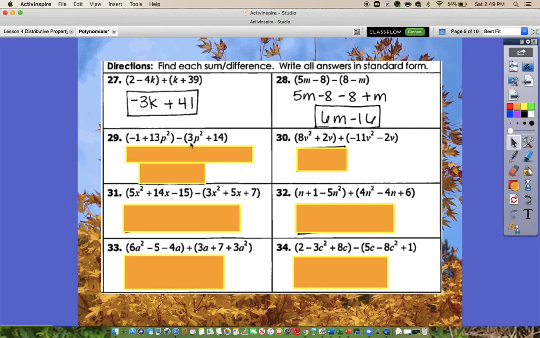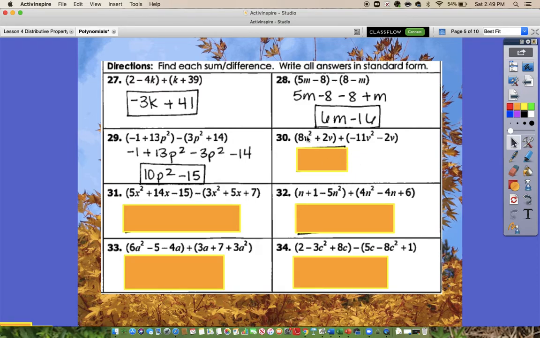For 29, we would need to distribute this negative sign. So now our polynomial is negative 1 plus 13p squared minus 3p squared minus 14. Combine our p to the second power. So positive 13 plus negative 3 would give me a positive 10p to the second power. And negative 1 plus negative 14 gives me negative 15.